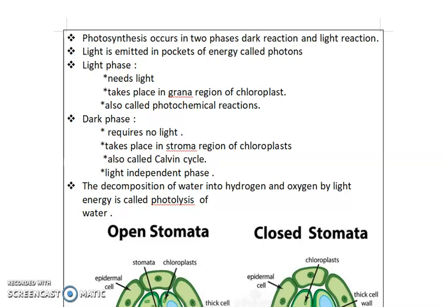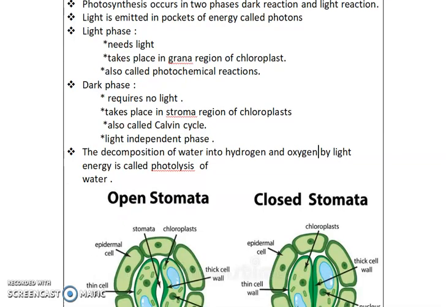And next, the dark phase. This is the dark phase, with no need of light, and it takes place in the stroma region of the chloroplast. In chloroplast there is a region called stroma, and it is also called the Calvin cycle. It was first discovered by Calvin, and to honor him this name is given. It takes place without light, so it is also called the light independent phase.